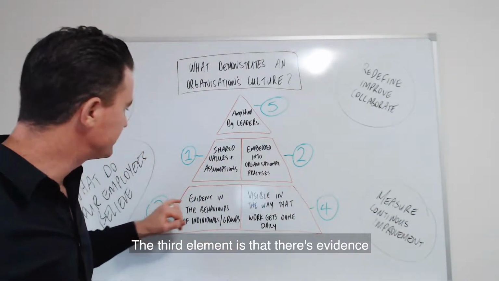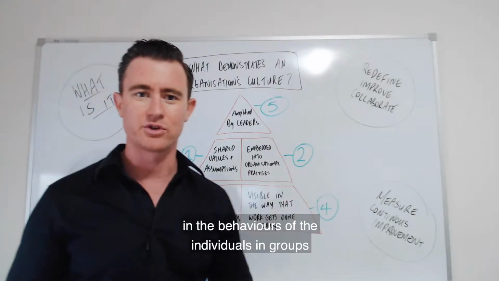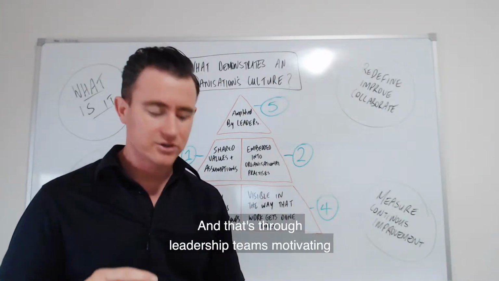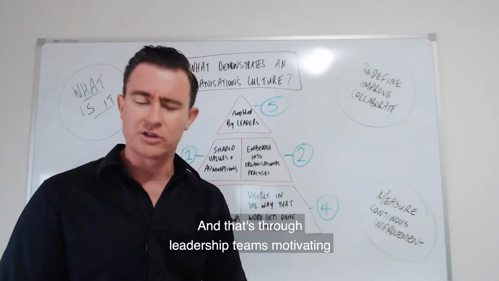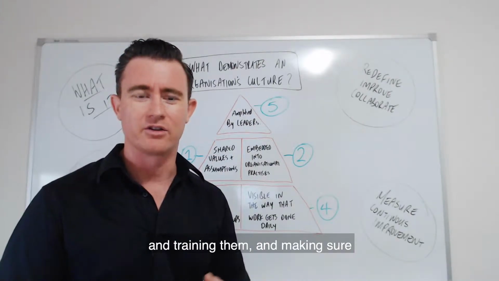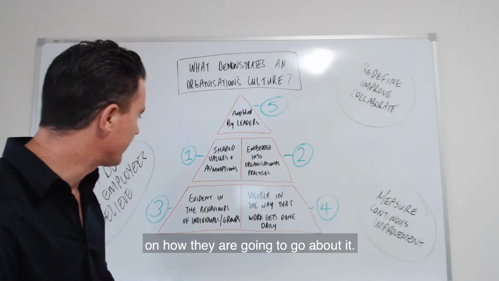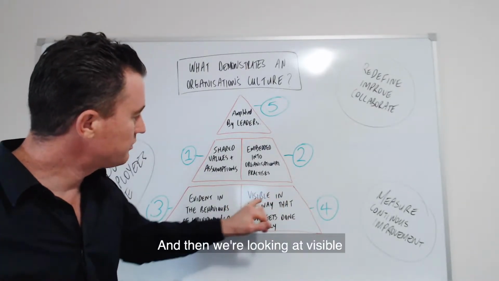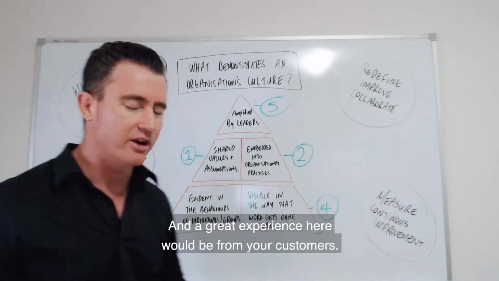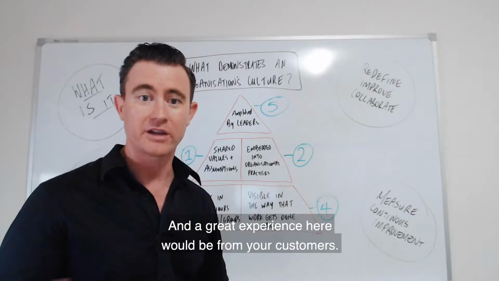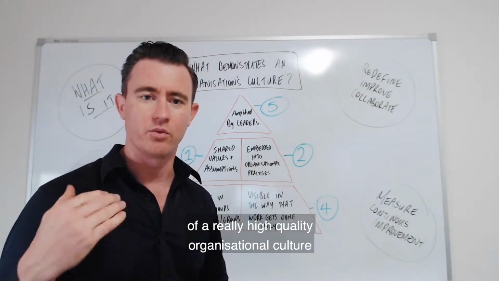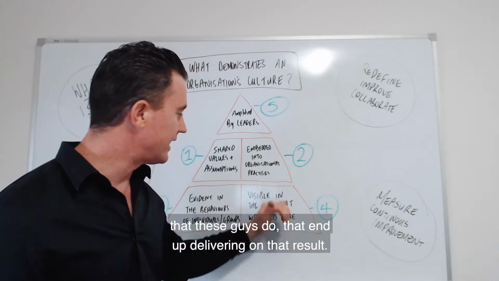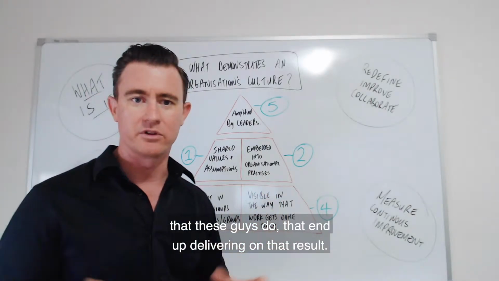The third element is that there's evidence in the behaviours of individuals and groups that the values and the behaviours are alive and well, and that's through leadership teams motivating and training them and making sure that that's really clear to them on how they are going to go about it. And then we're looking at visible in the way that work gets done daily, and a great experience here would be from your customers. They're on the receiving end of a really high quality organisational culture, and it's through the practices day to day that these guys do that end up delivering on that result.